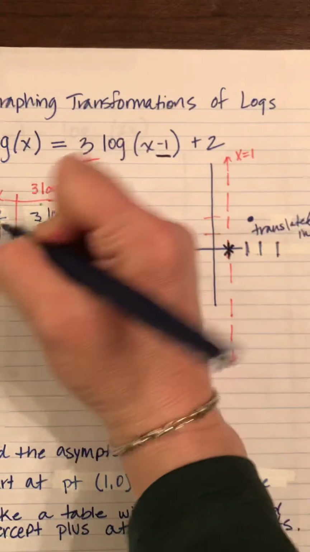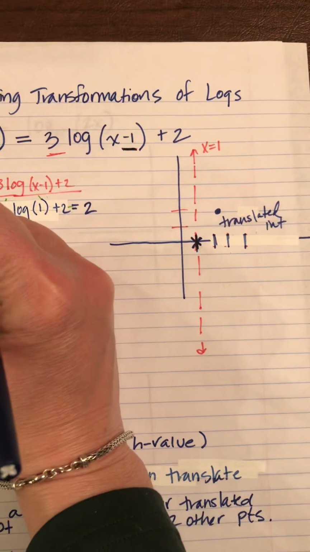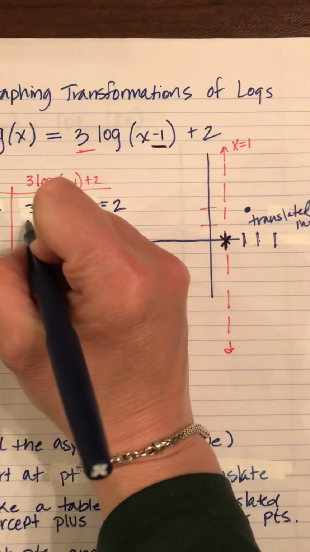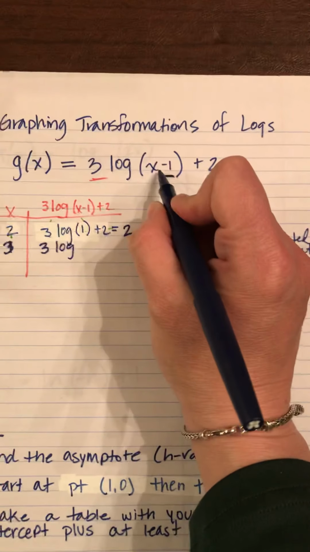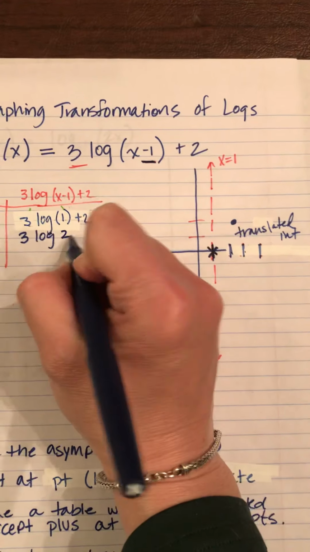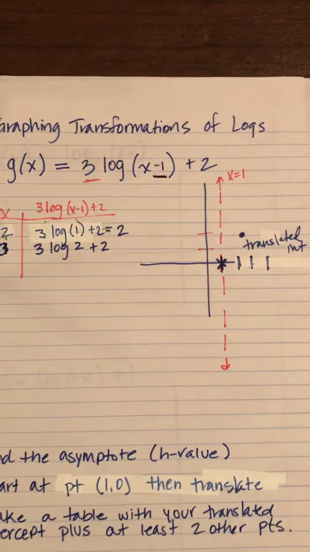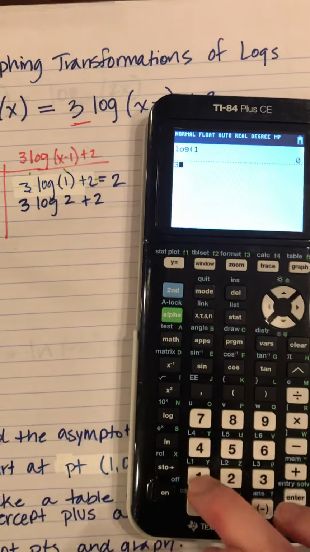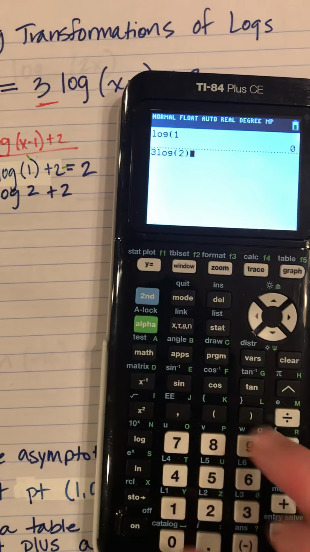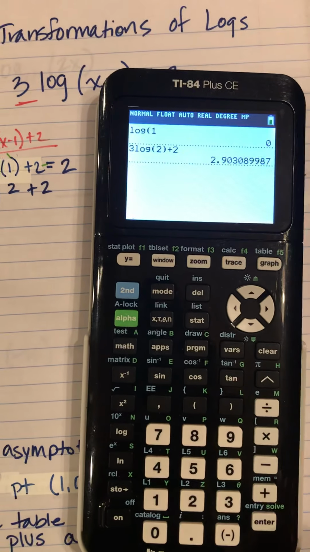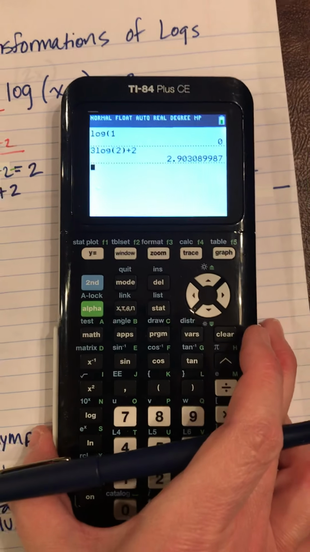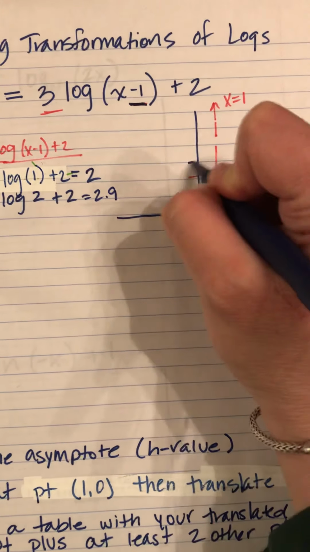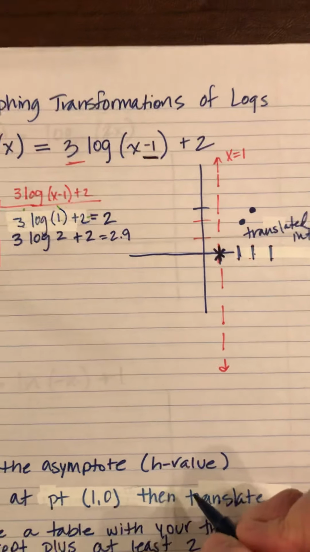All right, let's do some others. Let's not do 1. So we plugged in 2, let's try 3. If I plug in 3, I get 3 log of 3 minus 1, which is 2, plus 2. So I'm going to grab my calculator and type this in. 3 log of 2, close your parenthesis, plus 2. So I get about 2.9. That's what I'm going to round it to at least. So when I have an x value of 3, I get a y value of about 2.9. So maybe right about there.